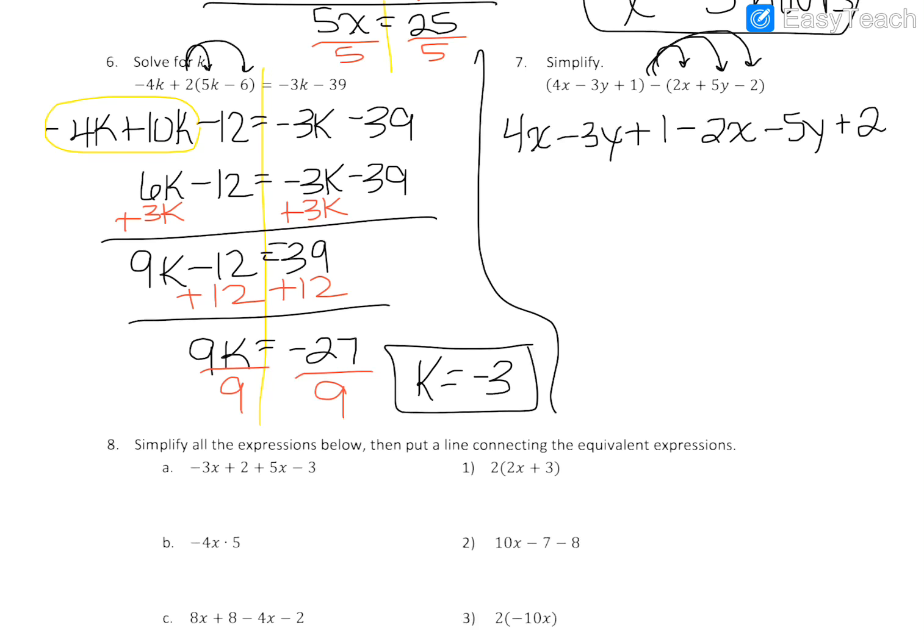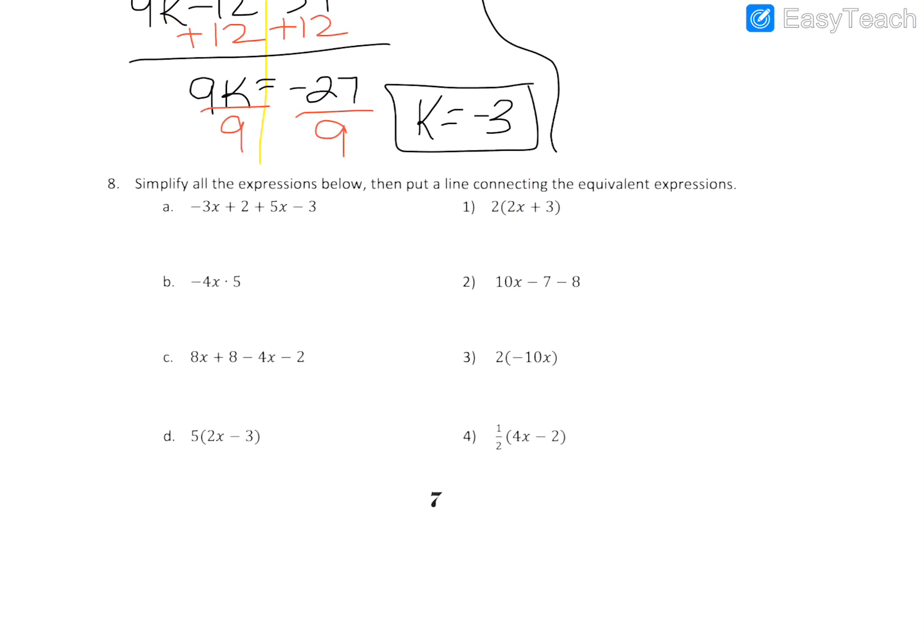All right, so now I'm combining like terms. Let's start with our x's. We have a 4 and we have a -2. Make sure you don't lose that minus on the 2. That gives me 2x. Okay, I have my y's. -3, -5 is -8. And I have my constants. +1, +2 is +3, and I am done. Okay, last one, number 8. Simplify and connect them to the equivalent expression.